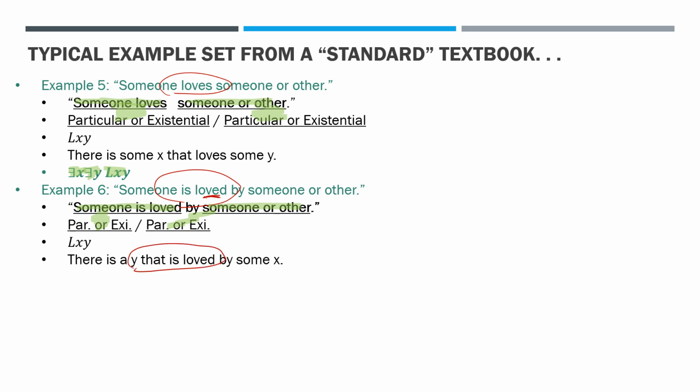Whereas before we had some x loves some y, here we have y is being loved by some x. Put this together, we have there is some y, there is some x, Lxy. The order is important. Here we have there is some y, there is some x. Previously we had there is some x, there is some y. Based on example 6, we're told that there is some y that is loved by some x. Whereas before we're told that there is some x that loves some y.